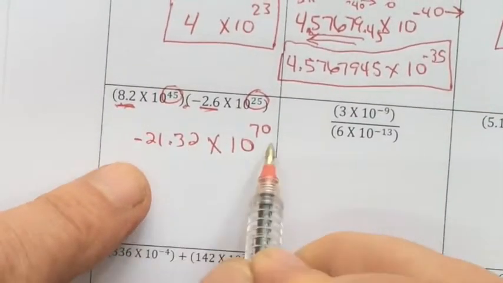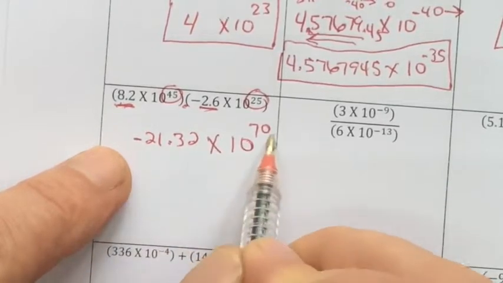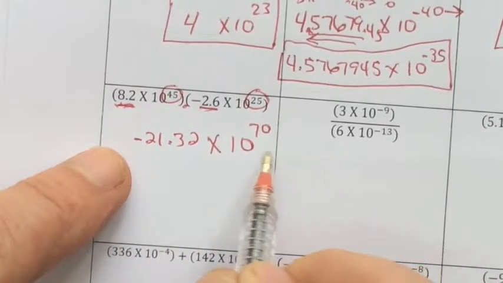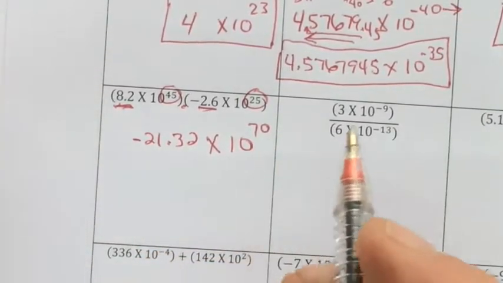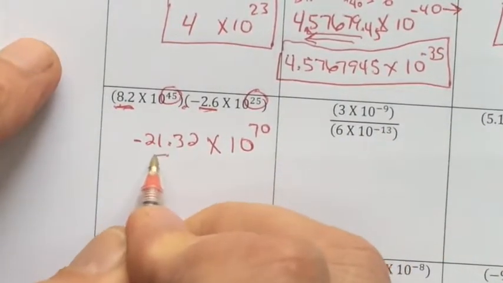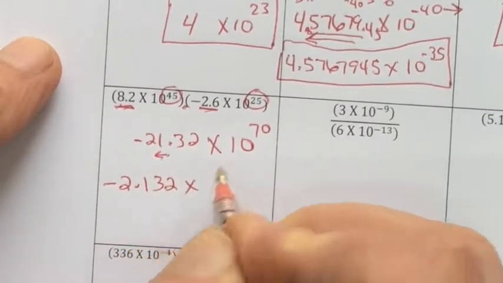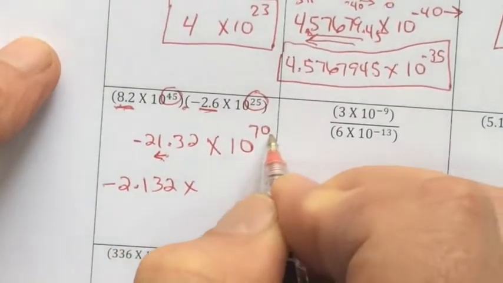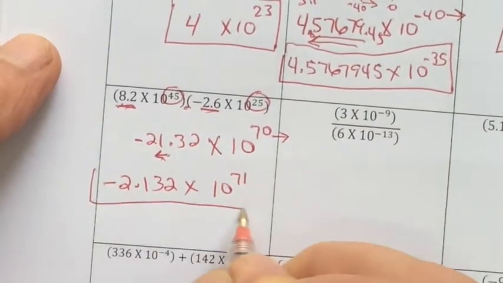Okay, see, this is a large number. That negative means it's a negative on the number line. This one means move the decimal 70 times, so there's 68 zeros after that. So it's 2132 with 68 zeros. Okay, but I'm going to fix it, so it's really negative 2.132. If I go that way once, the 70 has to go that way once, turning it into 71.